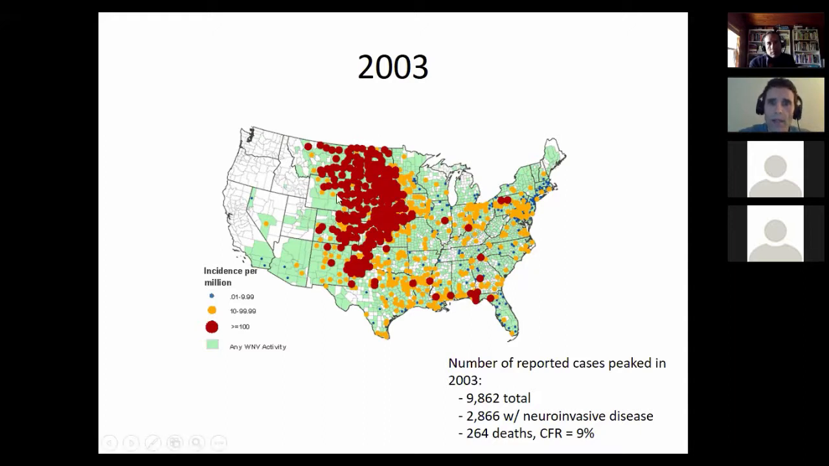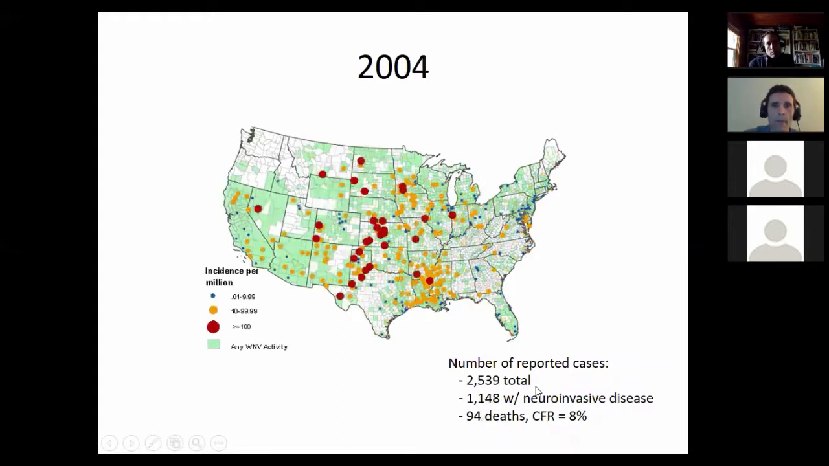2003 was the peak of the epidemic. And you can see in the Midwest, we had just a large increase in the number of cases, and the total was around 10,000. And of those, we had about 2,800 neuroinvasive cases. And the case fatality rate was hovering around just shy of 10%. By 2004, it had reached the Pacific Ocean. And since then, we've had cases off and on every year. 2012 was our last really bad year. But there are some lessons from this.